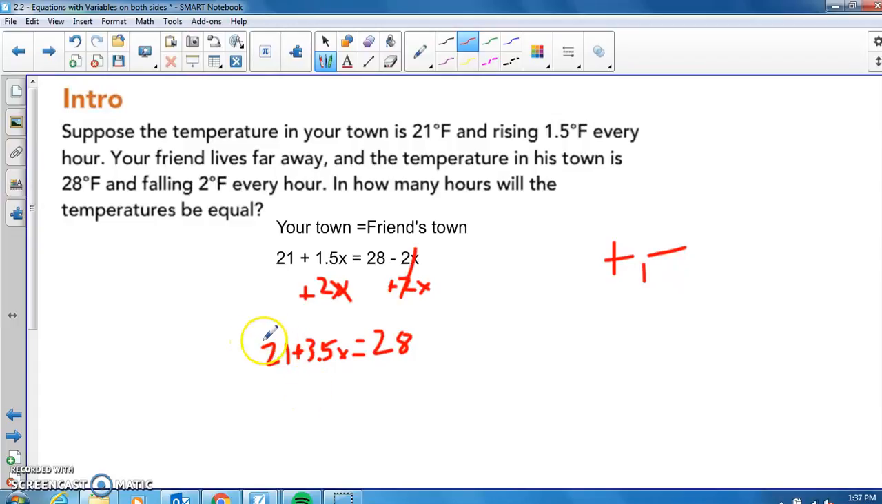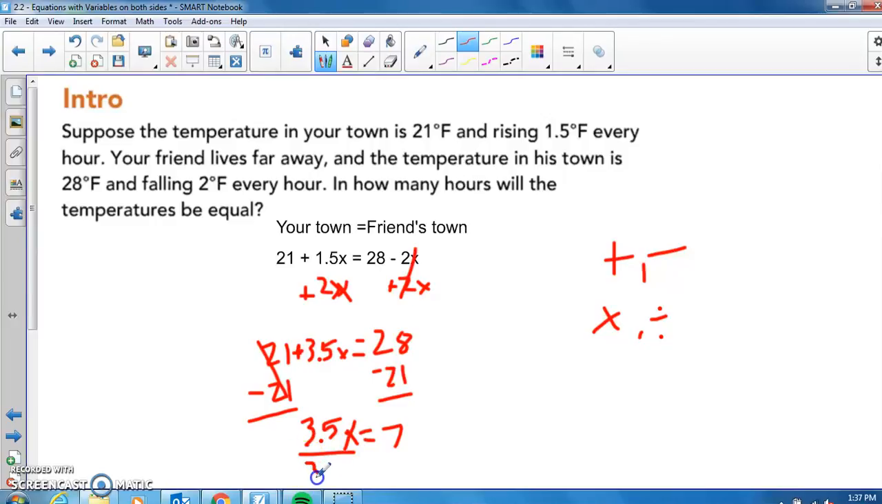So if I look at that 21 as positive, what I have to do is put the inverse, or negative 21. So I'm going to subtract 21 there, which means let's subtract 21 here. That cancels out. That leaves 3.5x equals 7. We now have 3.5x equals 7. We're now dealing with multiplication and division, which 3.5x is multiplication, so the inverse is division. So I divide each side by 3.5.